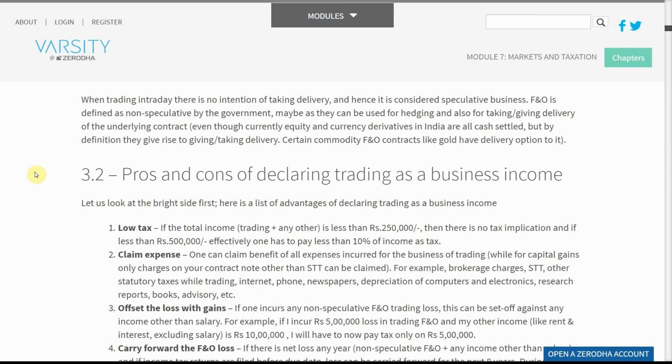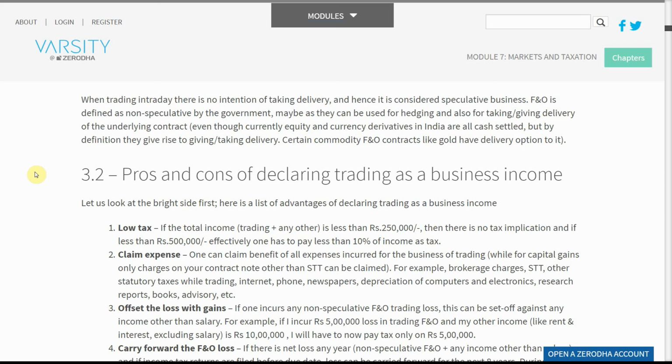Maybe as they can be used for hedging and also for giving delivery of the underlying contract, even though currently equity and currency derivatives in India are all cash settled. But by definition they give rise to taking delivery. Certain commodity F&O contracts like gold have a delivery option to it.